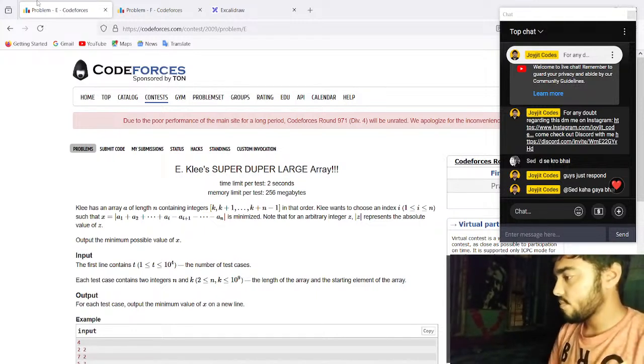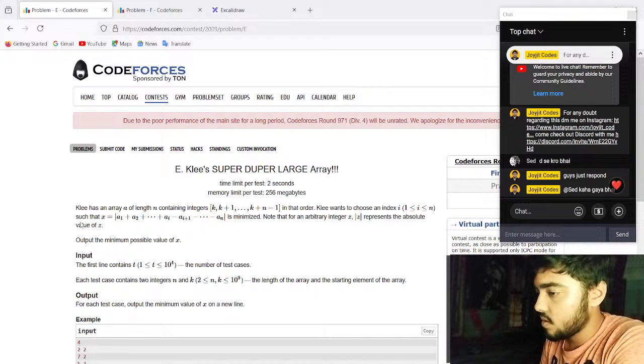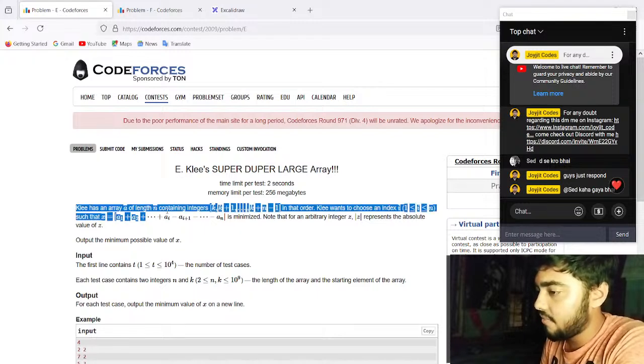Okay, so let's get into this E. Okay, real quick. So Klee has an array A of length n.